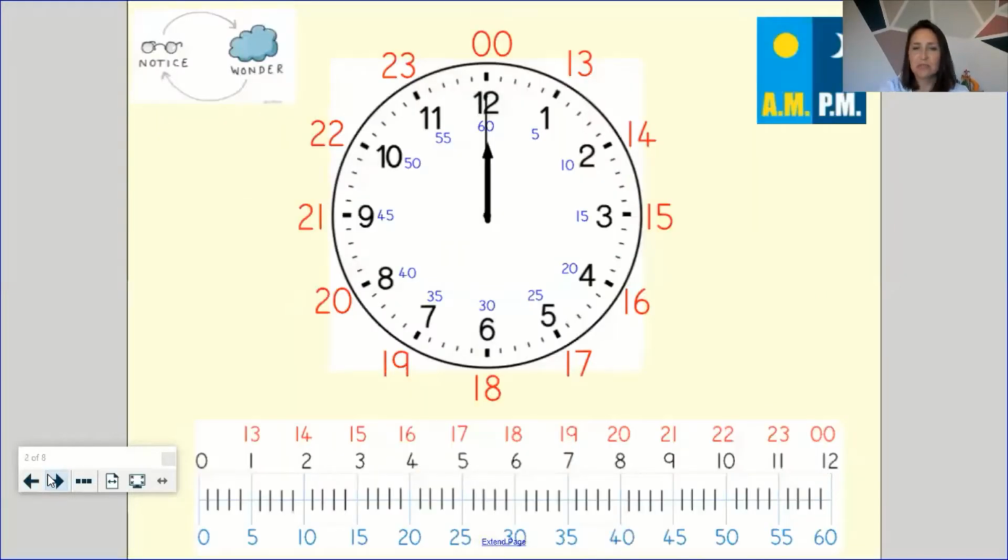I want to have a little look at this one. Is there anything you notice about what you're looking at? Are there any questions and wonderments you have about what you're looking at? Pause if you need.